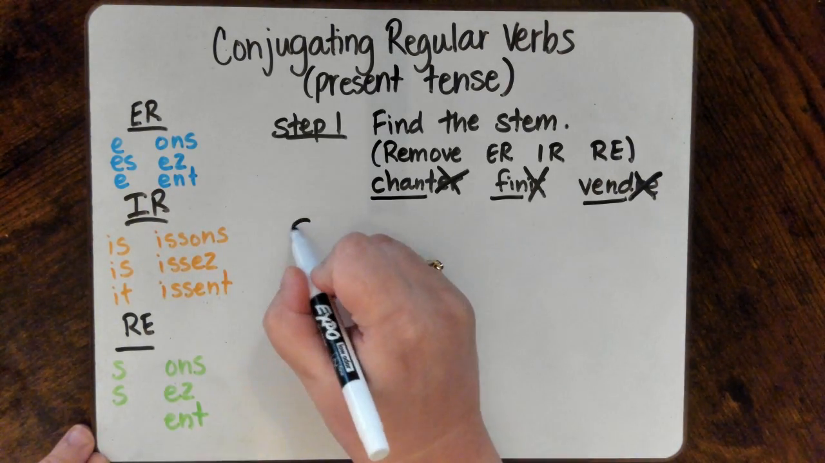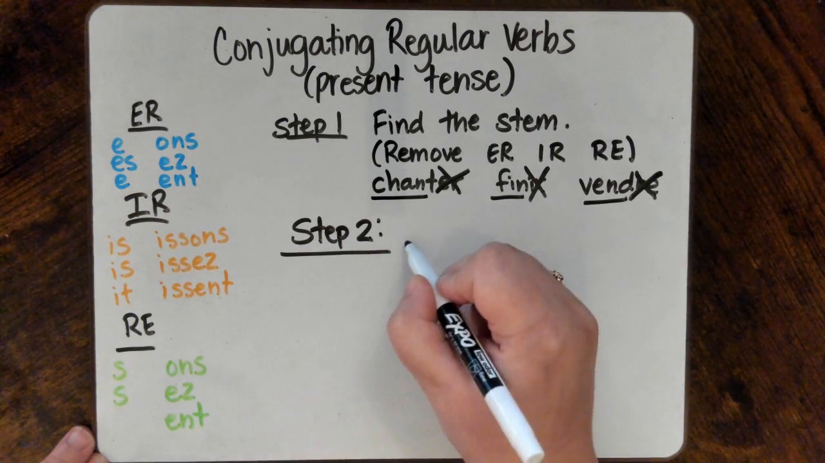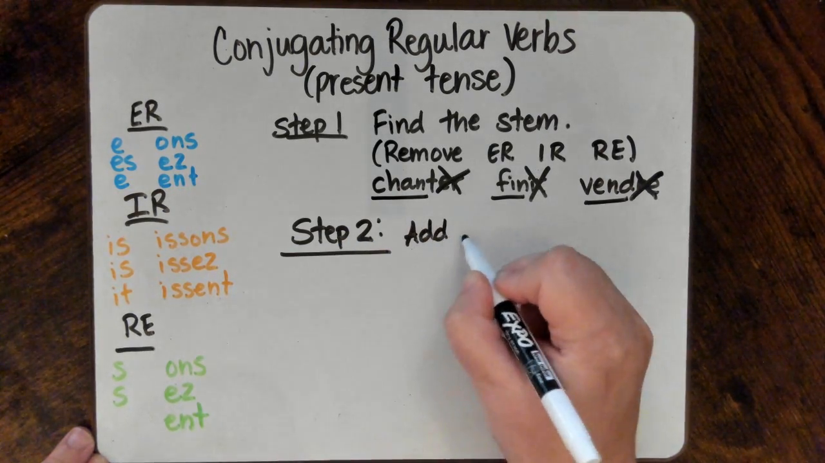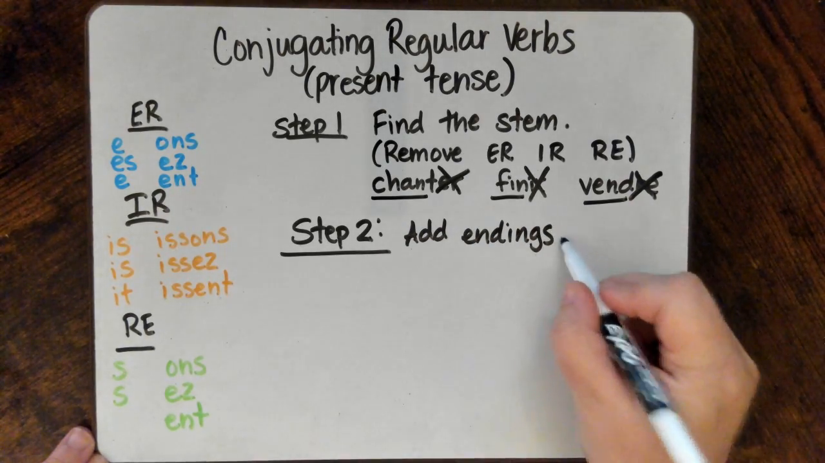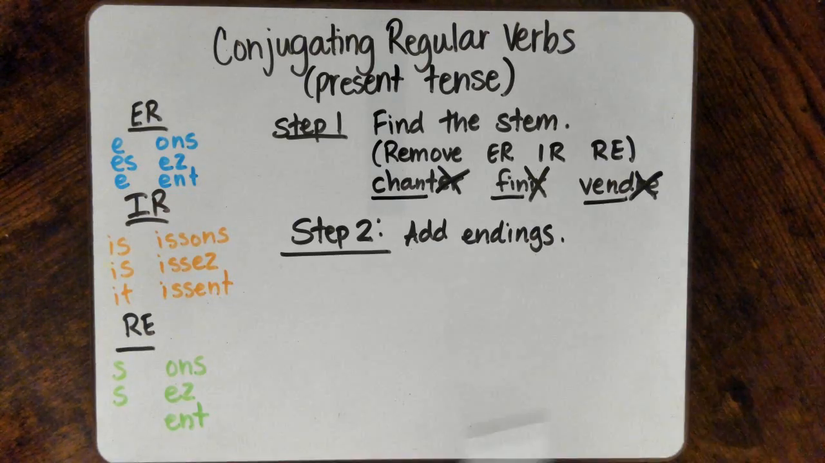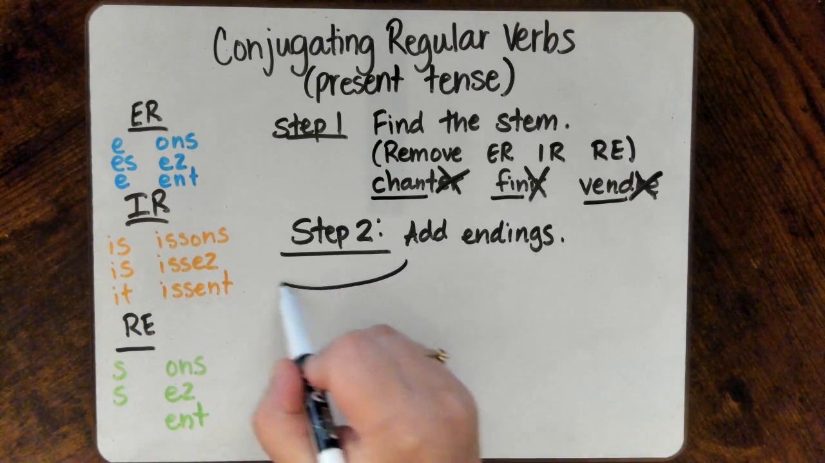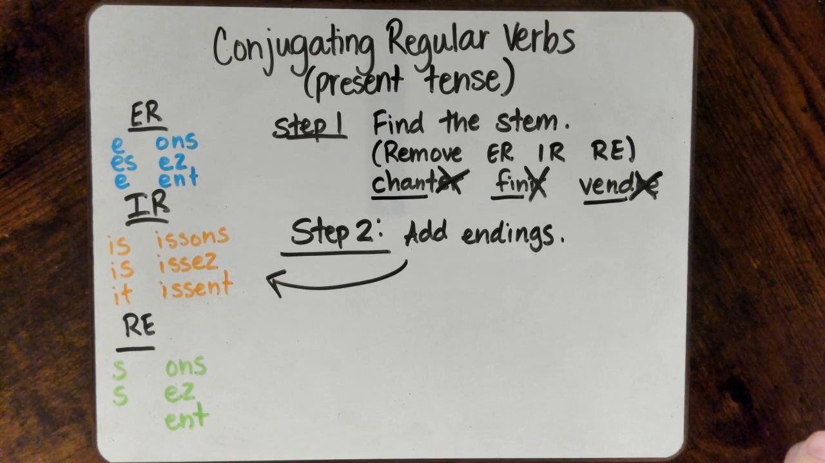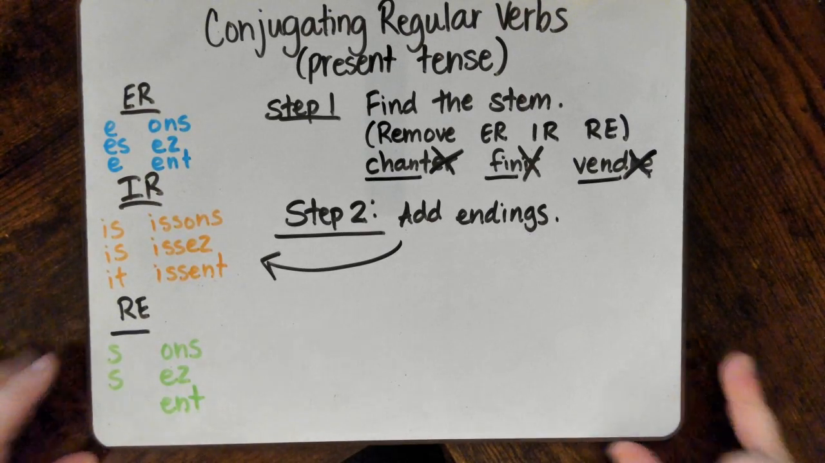Step 2 is to add the endings. These are the endings that you'll use for the different types of verbs. Okay, so these endings are over here. Now let's do an actual verb conjugation to practice what this would look like.